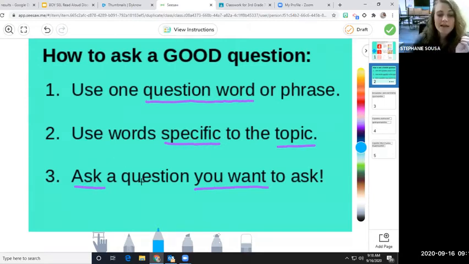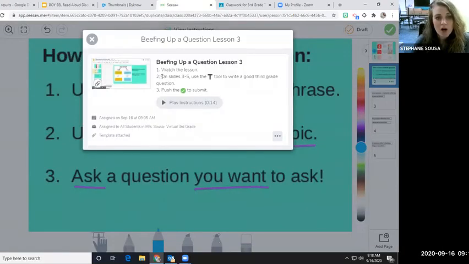You're going to ask a question that you want to ask. Like Miss Renale said, no one wants to answer a boring question. So ask a question that has some specific information that you would like to read, okay? All right, my directions, I forgot. I'm going to click them. Oh yes, on slides 3 through 5, use the label tool to write a good 3rd grade question.